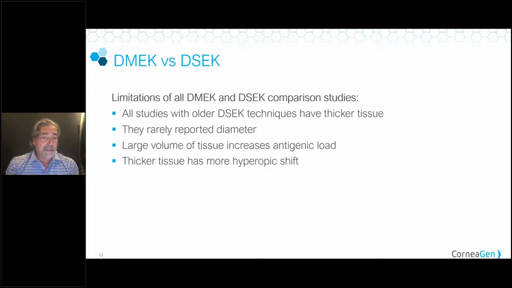A lot of us with DMEK have gone to smaller diameter grafts with DMEK to help the unfolding process. And we don't think twice about doing a 7 millimeter or 7.5 millimeter DMEK. But when it comes to DSEK, there's a lot of us that feel like we got to do an 8, 8.5, or 9 millimeter graft, which I don't think it really helps us that much. That larger volume of tissue probably increases the antigenic load, and you get that higher hyperopic shift, which I just mentioned. So next slide.